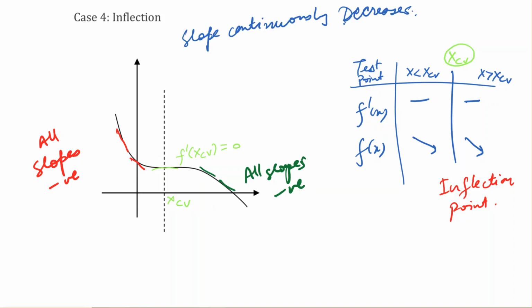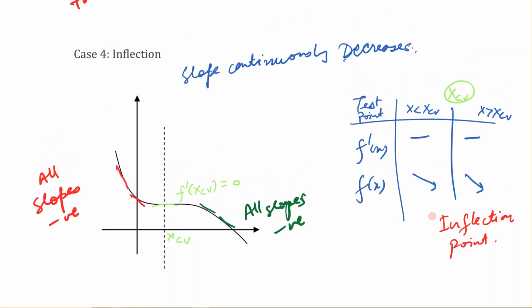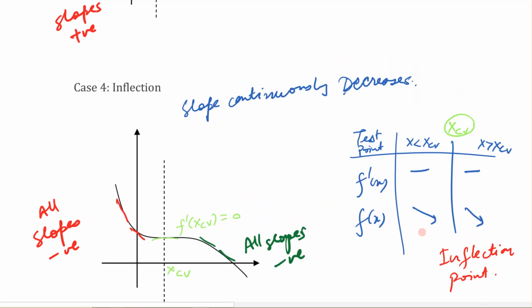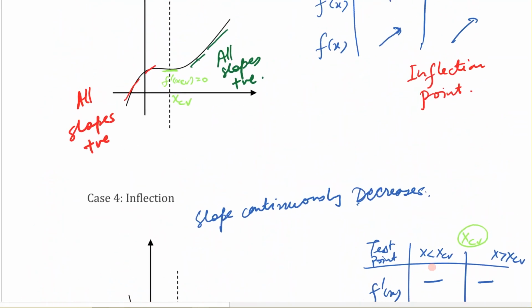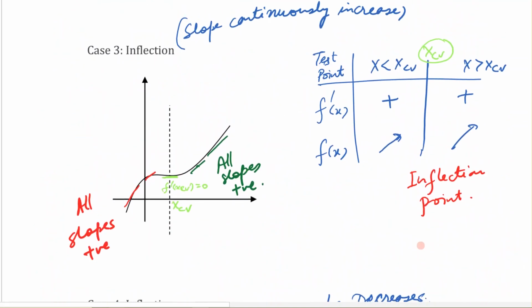So overall, the gist of this discussion is: if the slopes change sign around the critical value from left to right, then we have a point of maxima or a point of minima, or in other words, an extreme point. But if the slopes do not change, then we have an inflection point as our critical point. I hope that makes sense.